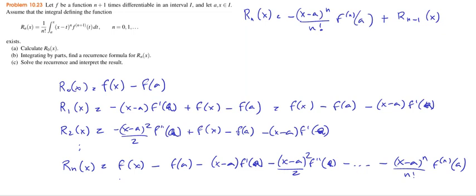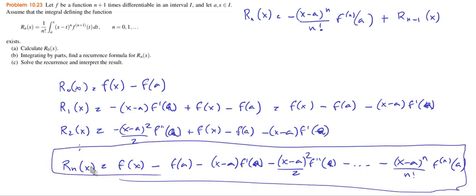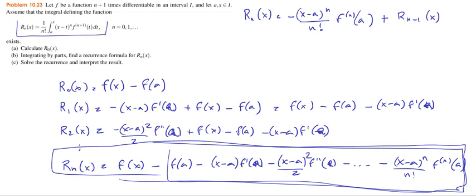Now what is this? Well, this is the formula for the remainder, the difference between f and the Taylor expansion of order n of f at a. So this is the remainder of the Taylor expansion of order n at x. What this means is this formula is an alternative way to write the remainder using integrals.